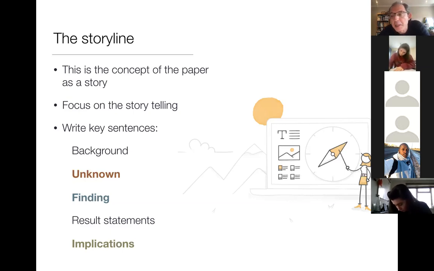So the unknown is essentially a problem or essentially a question that's still open in the field. And that can be quite broad. It's okay to be broad. Don't feel like you have to be extremely focused. And also, when you write the finding, it's important to realize that your finding is not going to completely answer that question.